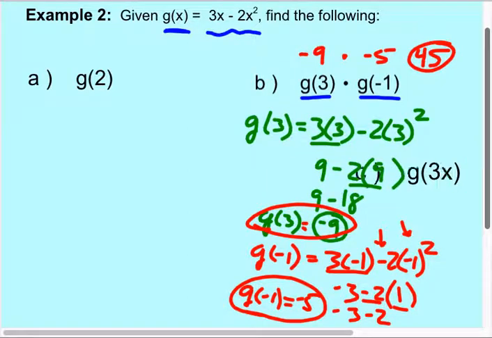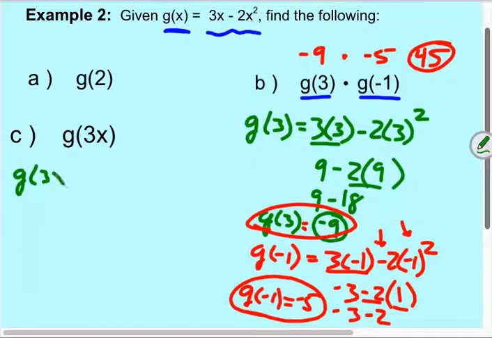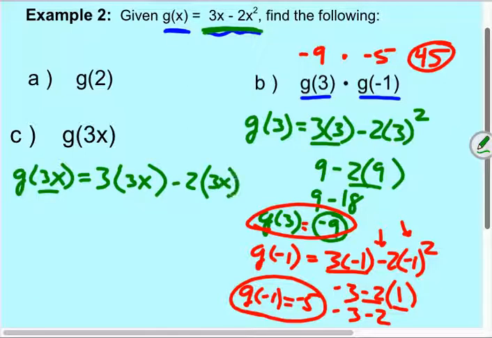Okay, what do we got over here? C. Find g of 3x. Okay, so now we're plugging in expressions too, not just numbers. So finding g of 3x, well, you just plug that in for wherever you see x in this expression. So it's 3 times x, but now I'm saying x is equal to 3x. Minus 2 times 3x squared. This is pretty easy. 3 times 3x. Basically 3 times 3 is 9. And that's just going to be 9x.